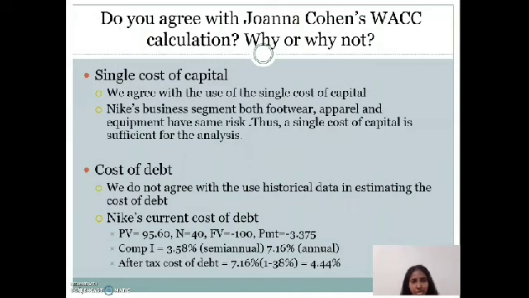Let's move on to the second question. Do you agree with Johanna Cohen's WACC calculation? Why or why not? Johanna has used a single cost of capital in calculating WACC. We agree with the use of a single cost of capital because Nike's business segments, both footwear, apparel and equipment, have the same risk. So a single cost of capital is sufficient for the analysis.